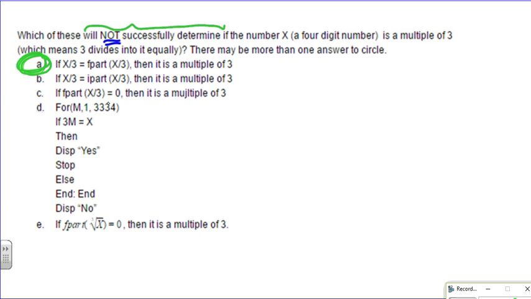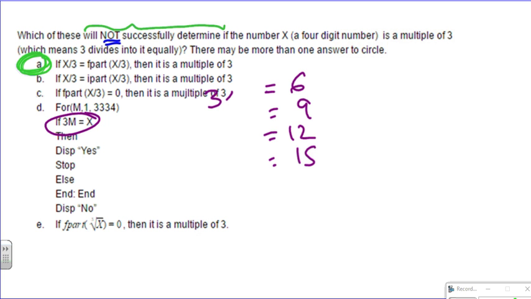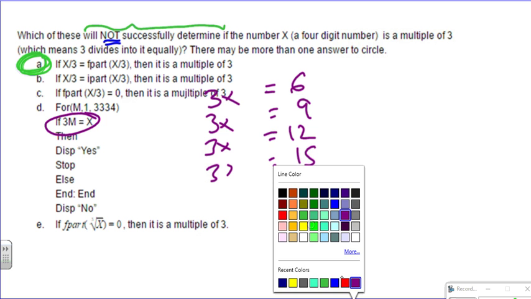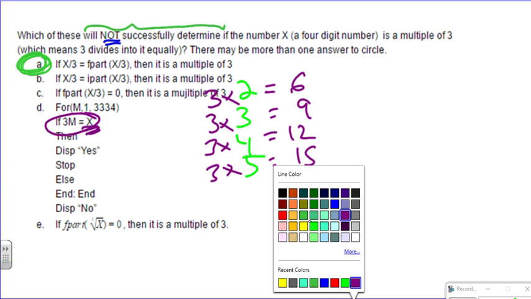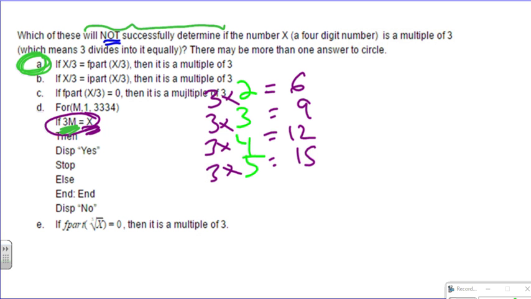All right, what about D? A multiple of 3, for example, 9 or 6 or 12 or 15, they're multiples of 3 because they're the result of 3 times some number. 6 is 3 times 2, 9 is 3 times 3, 12 is 3 times 4, 15 is 3 times 5. So if we're wondering if x is a multiple of 3, then if it's equal to 3 times something, then it is a multiple of 3.